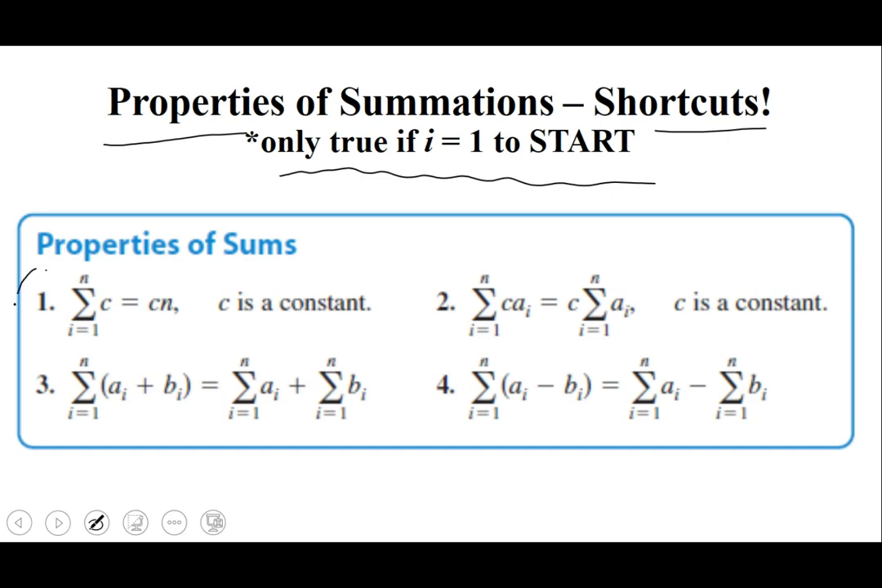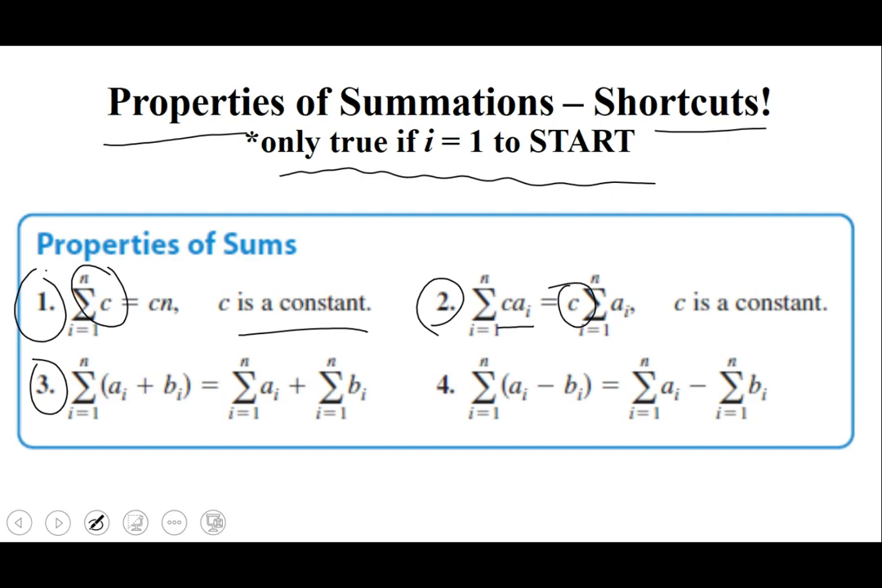So here's the first property of sums, which says if you are trying to add up all the terms from 1 to n of just a constant, then all you have to do is multiply whatever the constant is times the upper limit of summation. Property number 2 says if you are trying to find the sum of a constant times a function, you're able to factor that constant out.